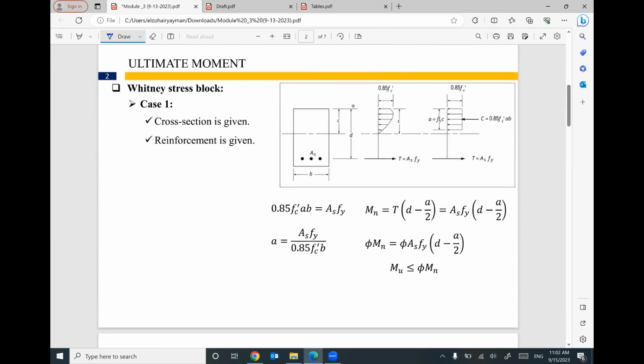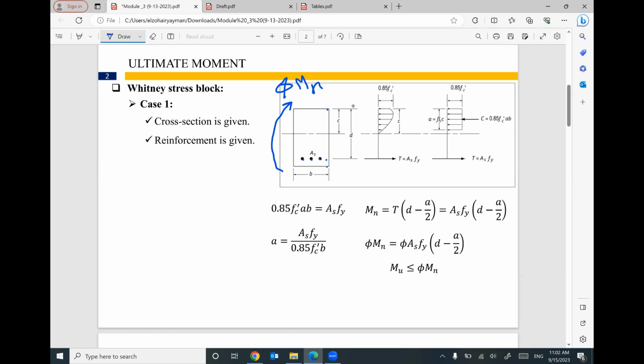In the first case, we are given everything about the cross section: the width, the depth, and how much steel reinforcement you have. So the cross section is given, or you can assume the cross section. And then I'm looking to figure out the design moment strength of this cross section, phi Mn.